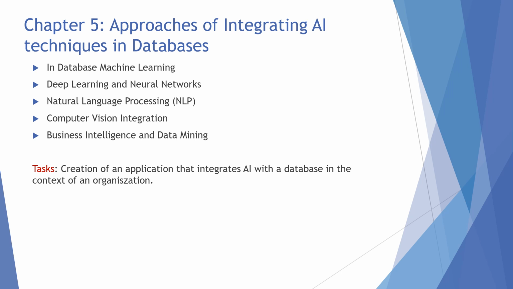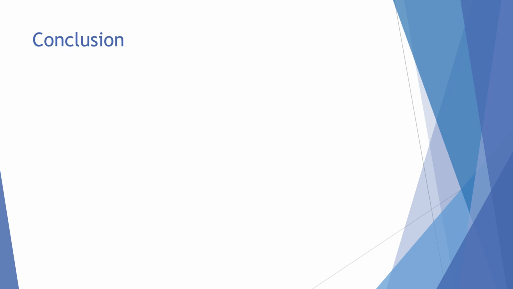In chapter 5, we are going to see some approaches that can be used to integrate AI techniques in databases, such as machine learning, natural language processing, business intelligence, as well as data mining. At the end of the chapter, I'm going to ask students to realize and implement an application in the form of projects that can integrate AI with a database in the context of an organization. This would be my final statement.